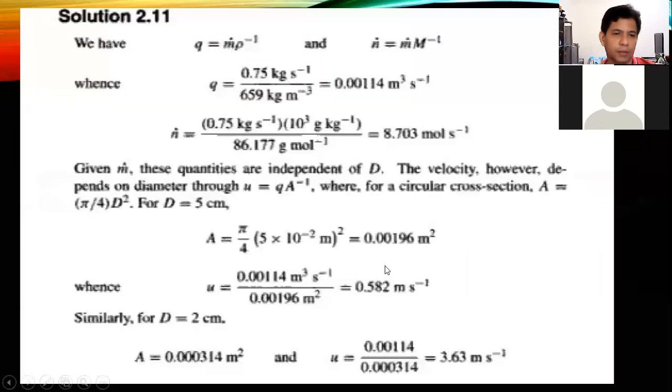So, ito yung mga sagot. Tama naman yun. Ito yung Q, 0.00114, 8.70. Probably hindi pala sa molar mass natin. Velocity is 0.58. And then finally, the final velocity is 3.60. Parehas lang naman.